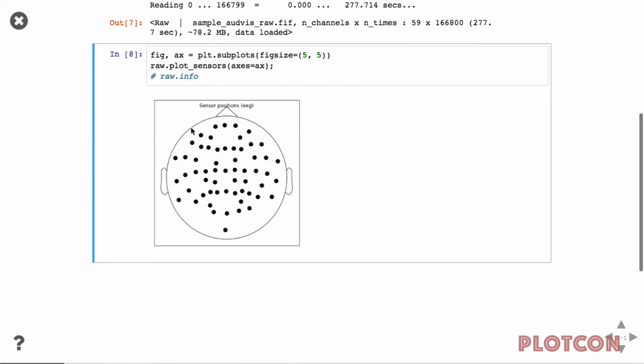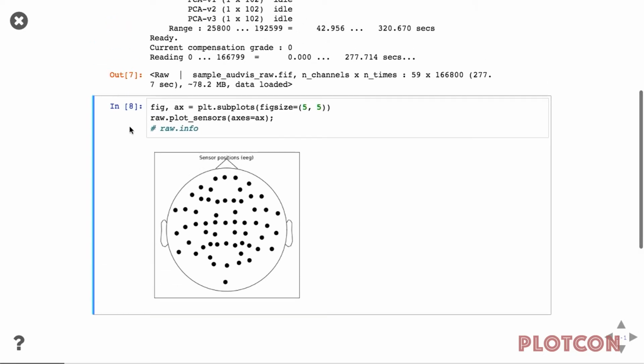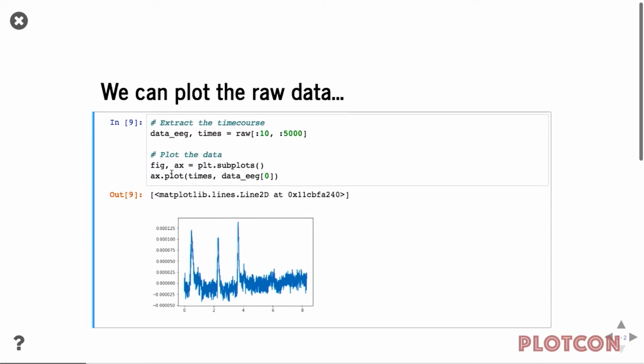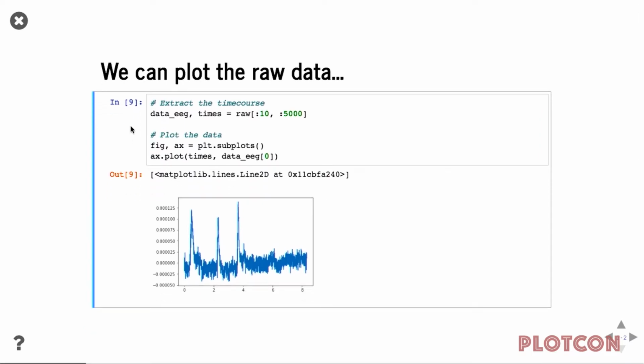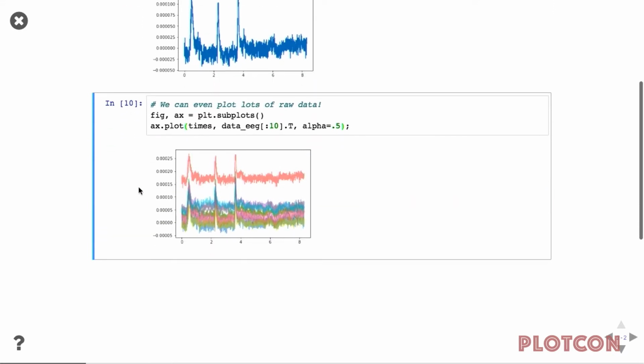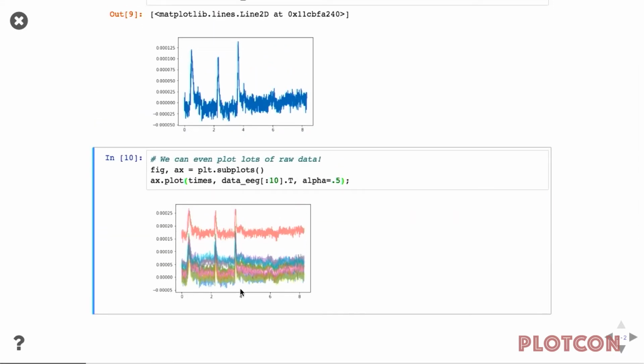So this is an idea of where these sensors are. You can kind of see the nose here at the top, the two ears here on the sides. Each of these little dots is a sensor, and that sensor is recording the electrical activity in their brain. So as I mentioned before, we can plot the raw data pretty easily with simple tools like matplotlib. Here's one channel. Here's a whole bunch of channels over time. As you can see, this is roughly 8 seconds of data, and there's a whole lot of stuff going on in here.